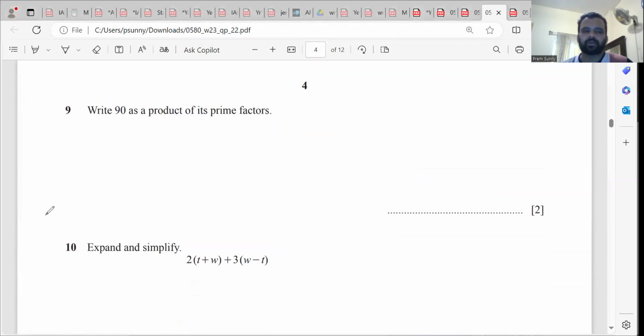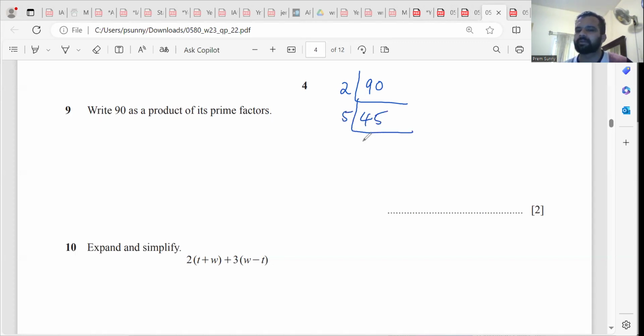Write 90 as a product of its prime numbers. So 90 prime factors basically means we have to divide with prime numbers. The only even prime number that we know is 2. So 90 divided by 2 is 45. It is ending with 5, so it is divisible by 5. 45 divided by 5 is 9. 9 is divisible by 3. 9 divided by 3 is 3, again 3.